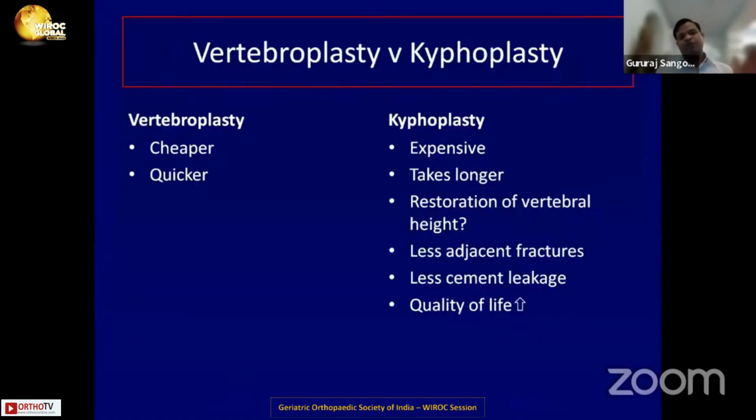So what is the difference? Vertebroplasty is definitely cheaper and quicker. Kyphoplasty is expensive and takes longer, but restoration of the vertebral height done within 2 to 4 weeks is better. But if you do it after 4 weeks, it's questionable. It has fewer adjacent segment fractures, less cement leakage, and improved quality of life.